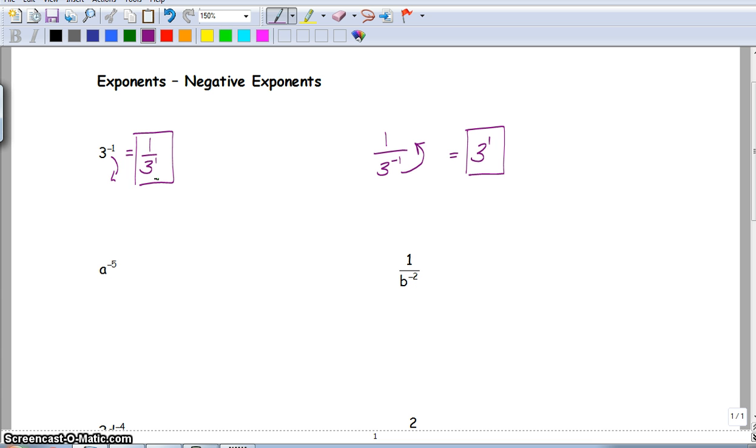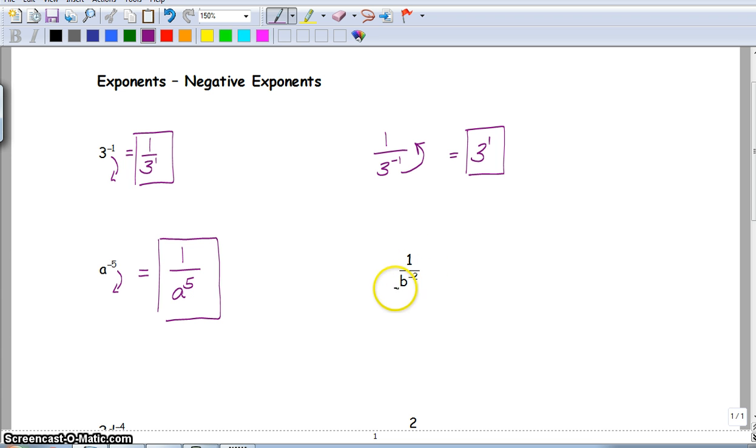So now if we look at a few with variables, same thing occurs. I have a to the negative 5th power. This does not want to be in the numerator. It's going to move to the denominator, and this problem simplifies to be 1 over a to the positive 5th power. Remember, the 1 needs to be there just as a placeholder, and my negative exponent becomes a positive exponent. But that's the answer for that problem.